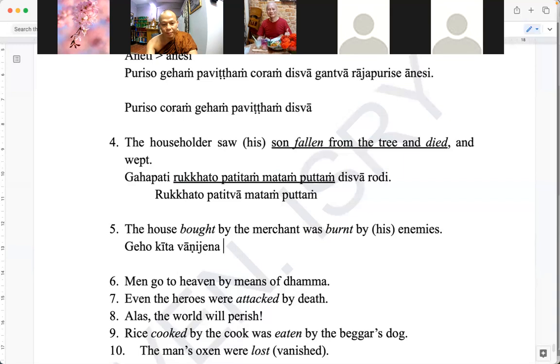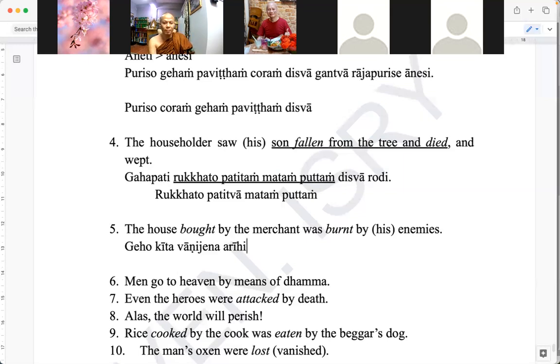By his merchant. So merchant's is the genitive because it's possessive, so it's genitive singular, vāṇijassa. And the enemy: it is by enemies, so it will be the instrumental plural, arīhi.